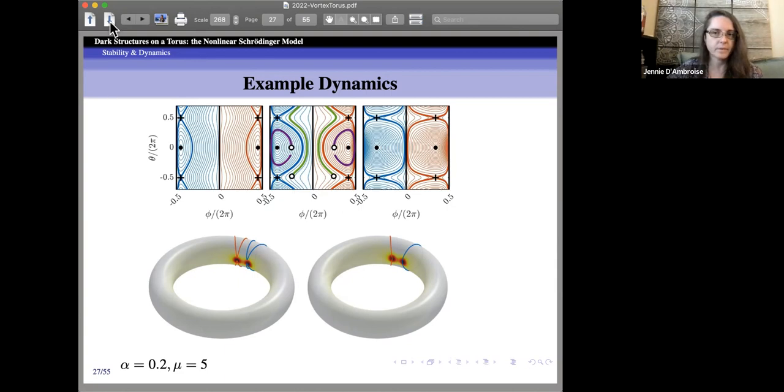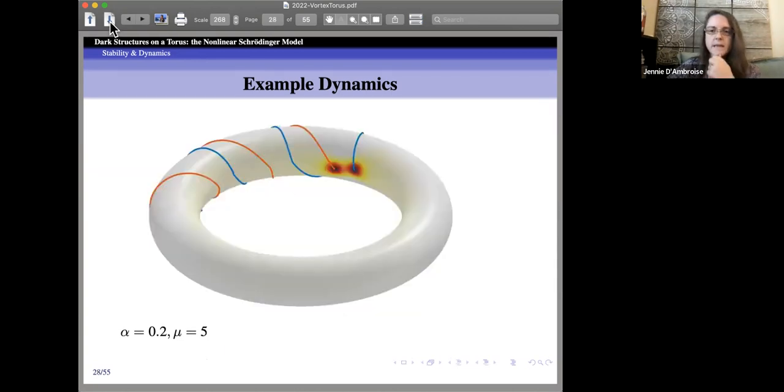For the diagonal dipole, the example dynamics will look something like this. They'll start translating in both the poloidal and the toroidal directions.